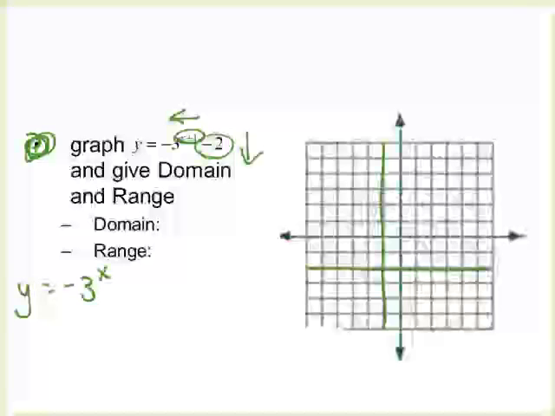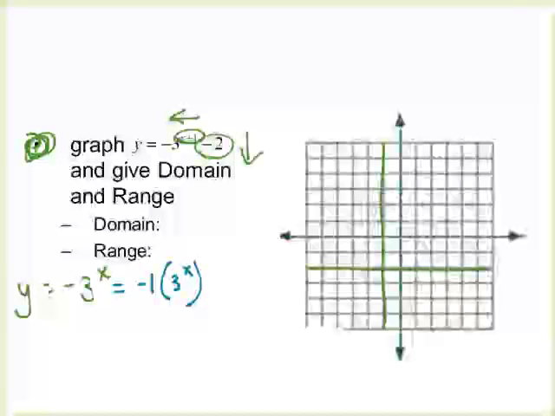Now that negative is just hanging out. That negative is not taking the exponents. If that negative were taking the exponents, we would need parentheses there. Without those parentheses, the negative is just hanging out. This is like saying -1 times 3 to the x. Okay? That negative is not a part of the 3 that's taking the exponent.